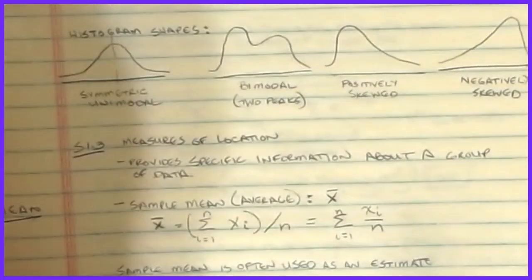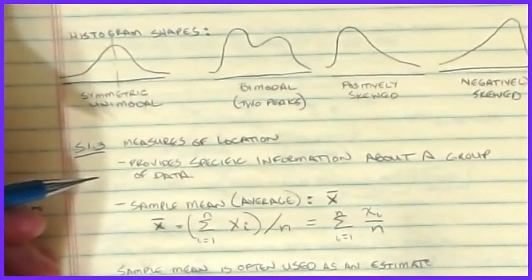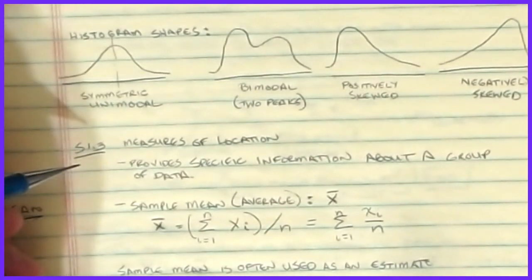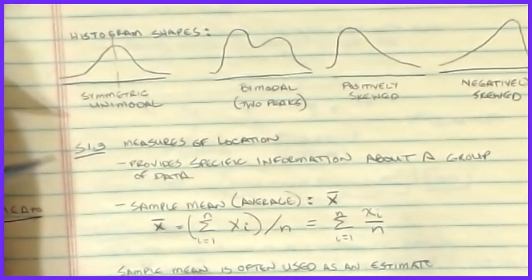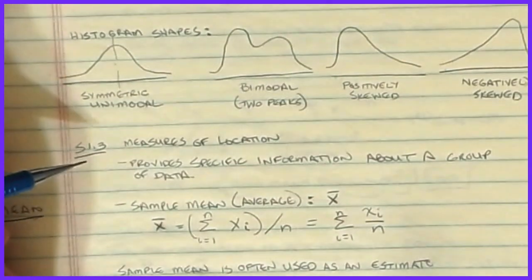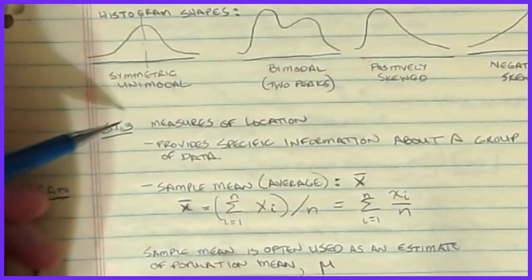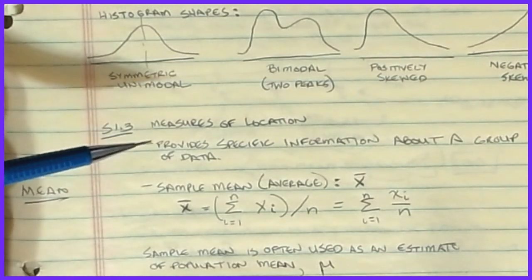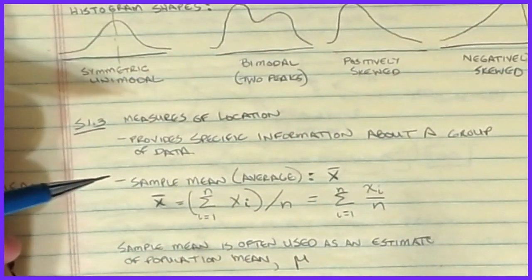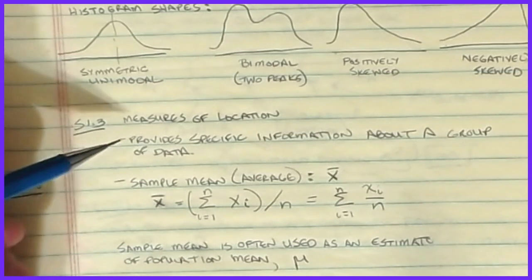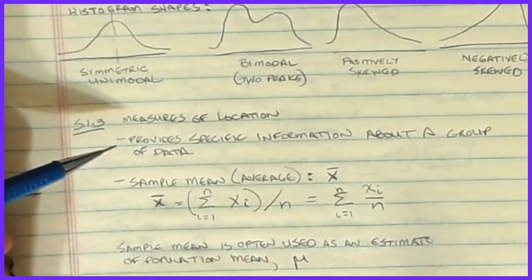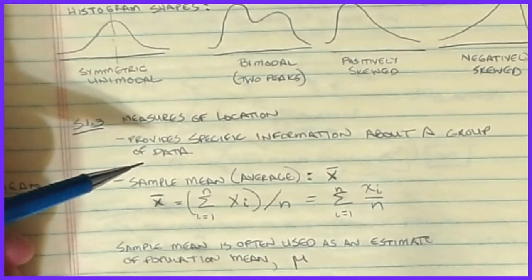Okay, but we need some more calculation type of methods in order to be able to fully and accurately describe data in a much more meaningful way. Okay, so that leads us into our next section, which would be things like the measures of location. So what a measure of location does is it provides specific information about a group of data.